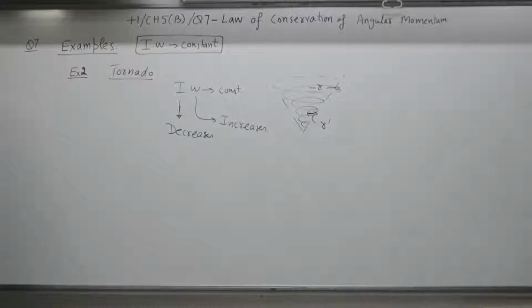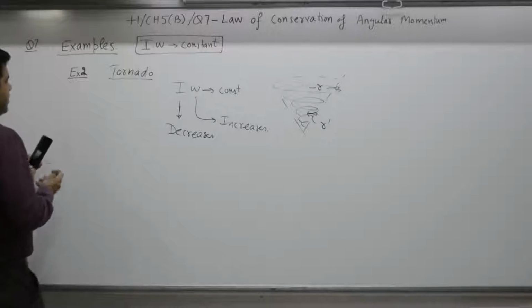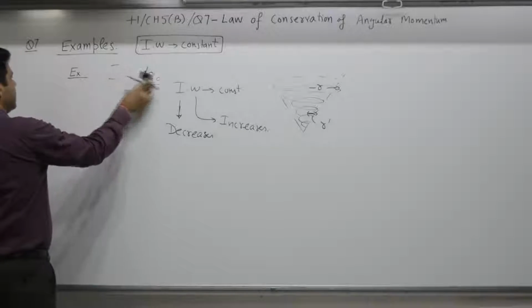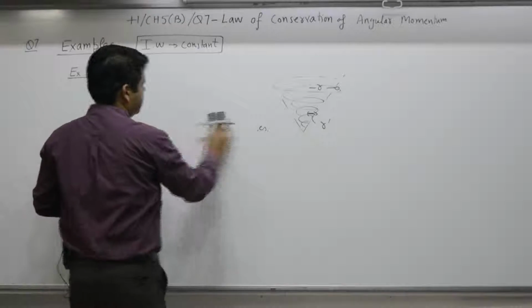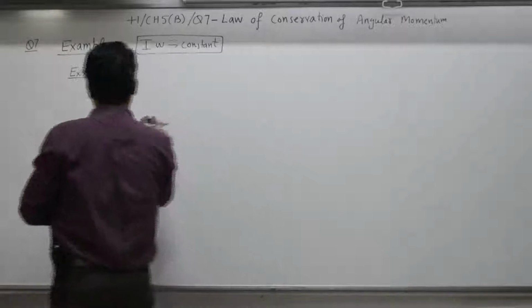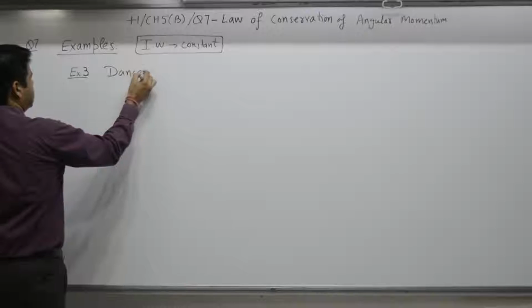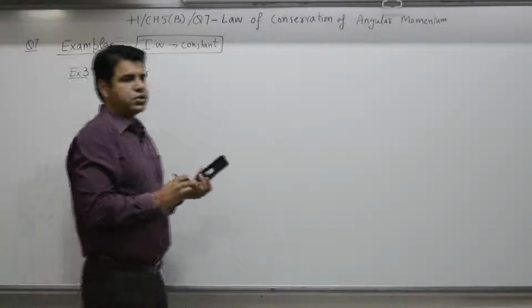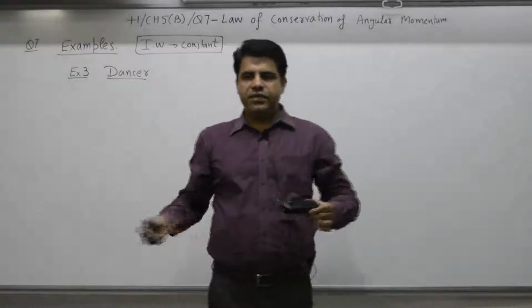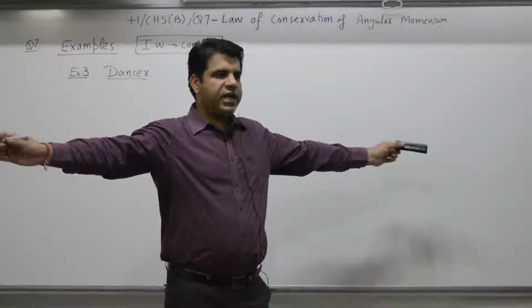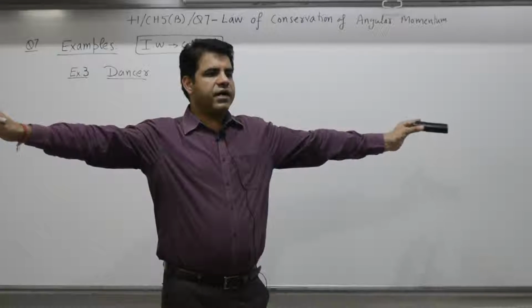Then we have some more examples. I will just draw the diagram. One example is for a dancer. Yes, ballet dancer. How a dancer can control the angular speed. Yes, if a dancer is moving, rotating at a certain speed, arms are wide.